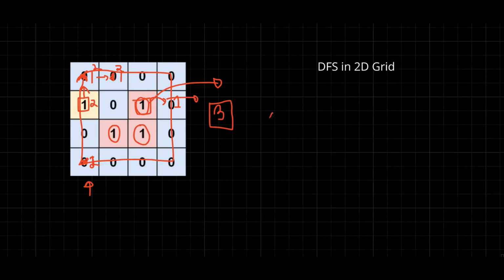And the overall time complexity of this algorithm is big O of n into m, where n is the number of rows and m is the number of columns in this grid. I hope you understood the algorithm. Now let's move on to the code.